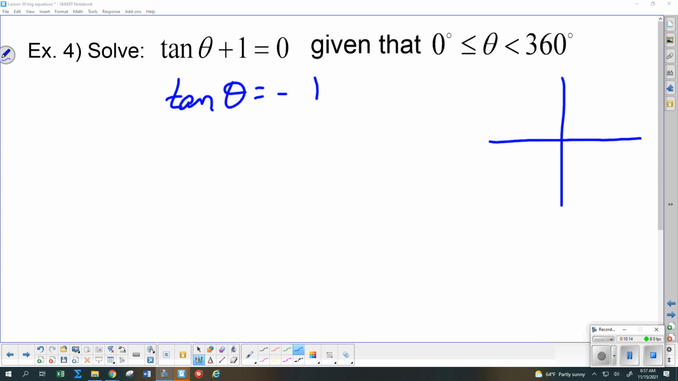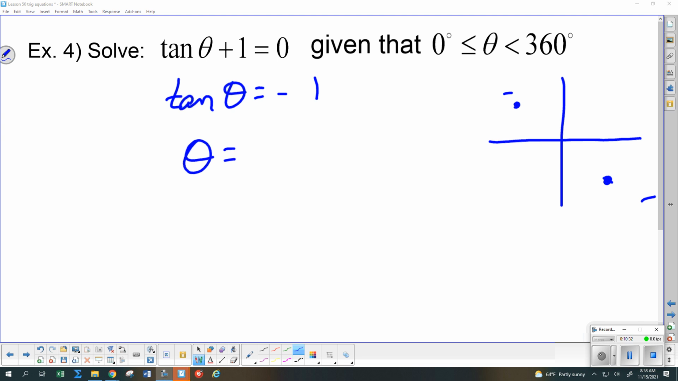So where do we get negative ones, Macy? So 2 and 4, and tangent is ±1 when sine and cosine are equal, sine over cosine, right at the 45s. So what are our degrees?